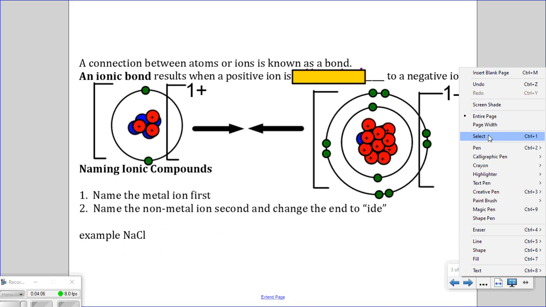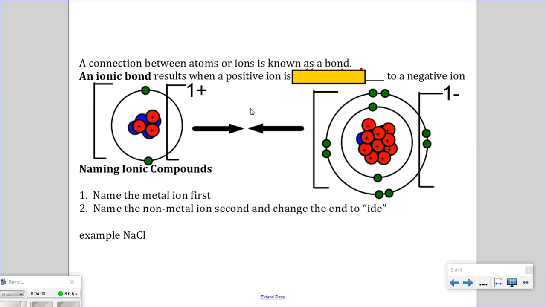And so we'll go through what a chemical bond is here. A connection between atoms or ions is known as a bond. An ionic bond results when a positive ion is attracted to a negative ion. So in this case, the positive charge around this lithium ion is going to be attracted to that negative charge around this fluorine ion. And so they will interact together and form that ionic compound.